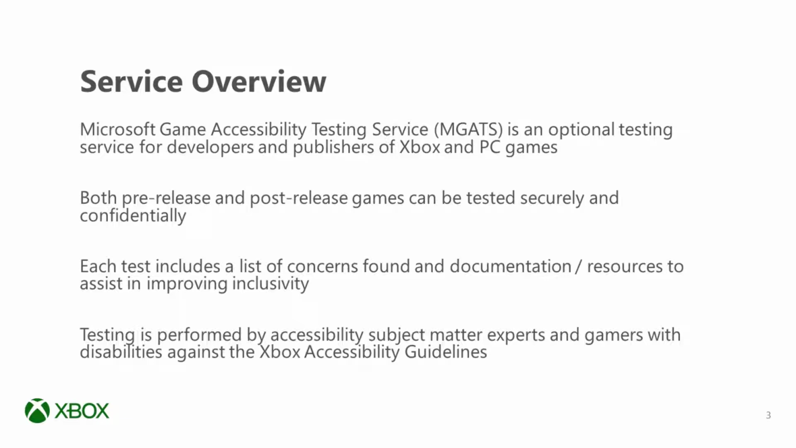MGATS is an optional testing service for developers and publishers of both Xbox and PC games. The program encourages developers to submit their content as early as possible so that they can improve their product's accessibility early in the engineering lifecycle. However, it does have the capability of testing both pre-release and post-release games in a secure, confidential manner. Each test includes a list of concerns that we find, as well as documentation and resources to assist in improving a title's inclusivity. The testing itself is performed by accessibility subject matter experts, as well as gamers with disabilities, against the Xbox accessibility guidelines, which you just learned about from Kaitlyn.